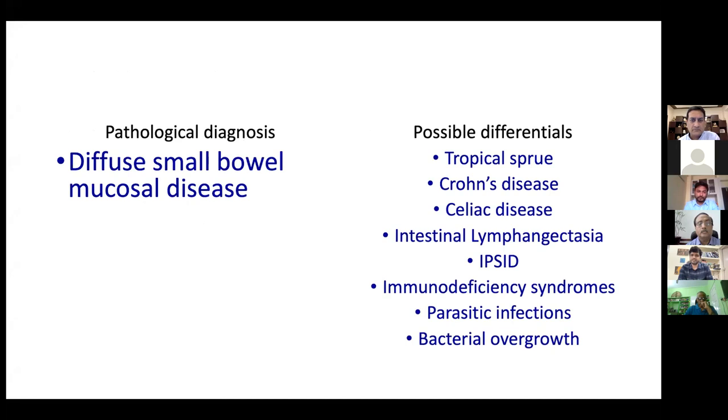The possible differentials that I would like to consider at this point would include tropical sprue, Crohn's disease, celiac disease, intestinal lymphangiectasia, certain immunodeficiency syndromes, or certain prolonged parasitic infections, and certainly bacterial overgrowth.